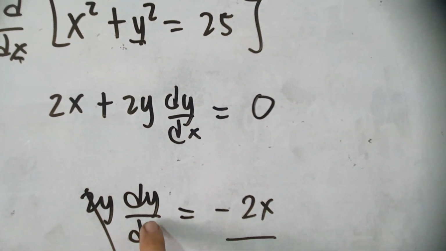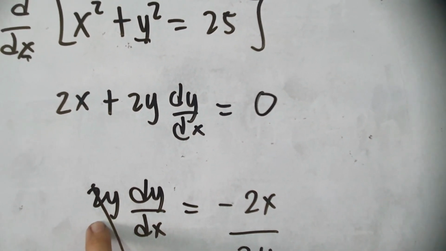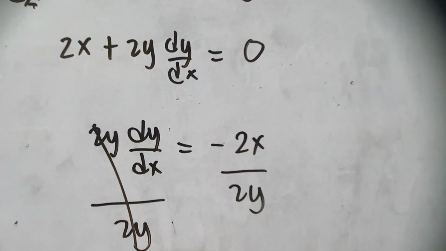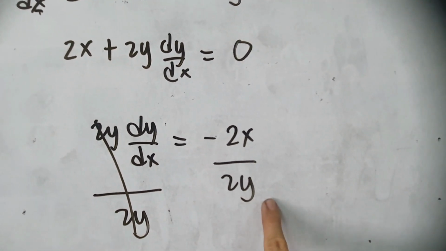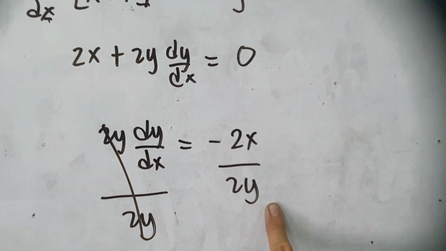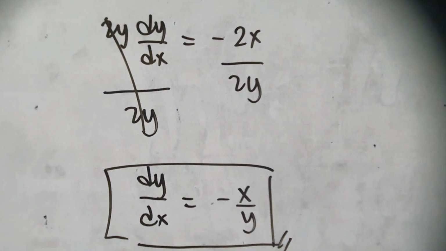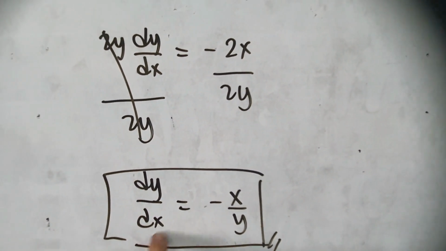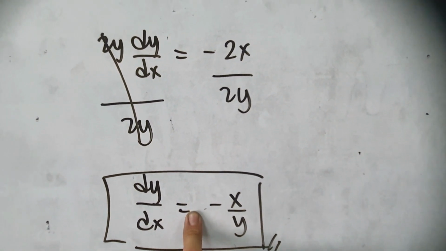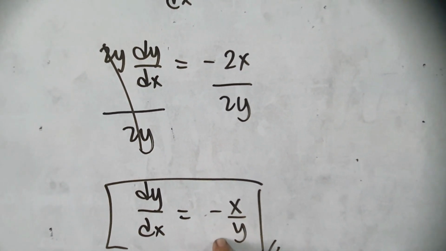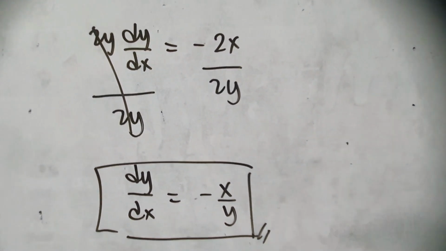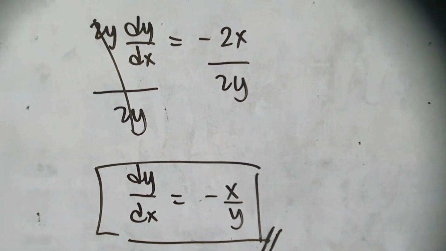Now the goal is to find dy over dx. We need to get rid of 2y. So we divide both sides by 2y. So now we have dy over dx, our goal, as equivalent to negative x over y. So this is our final answer.